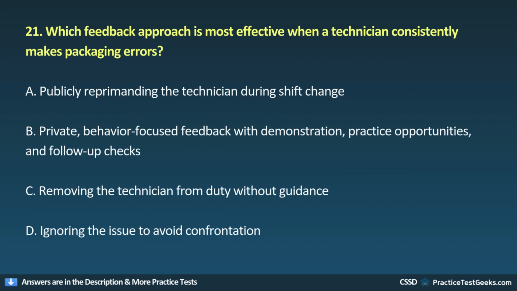21. Which feedback approach is most effective when a technician consistently makes packaging errors? A. Publicly reprimanding the technician during shift change. B. Private, behavior-focused feedback with demonstration, practice opportunities, and follow-up checks. C. Removing the technician from duty without guidance. D. Ignoring the issue to avoid confrontation.